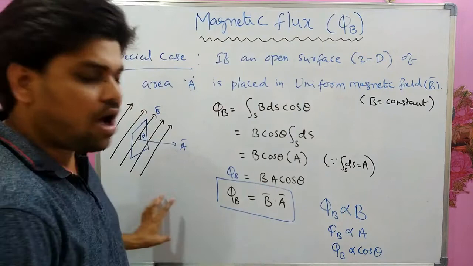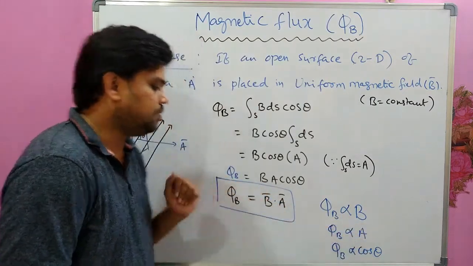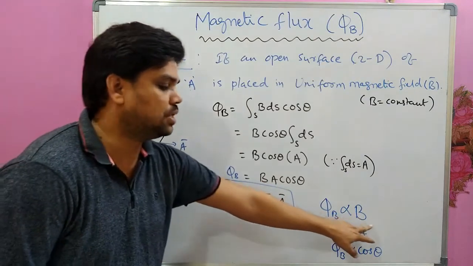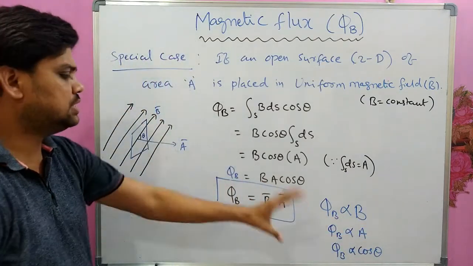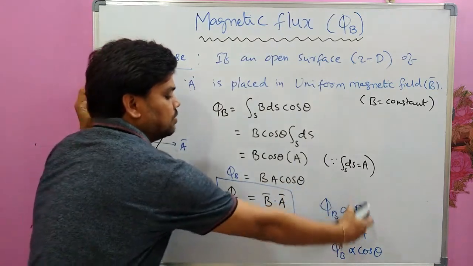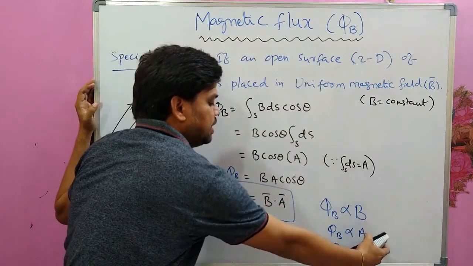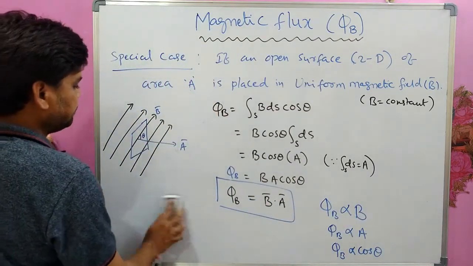Now we will see how B, A and cos theta will affect phi B, because we know that phi B is proportional to B, proportional to A, and proportional to cos theta. We will see in detail how this is affected by a change in B, A, and cos theta. Let us see that.